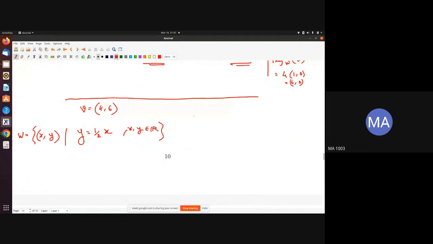So can you give me a basis of W? Orthonormal basis: (1, 1/2). Is that orthonormal? I don't think so. No, so we take 1 by root 5 into (2, 1). Yes, (2, 1) by root 5 is an orthonormal basis. So it will be (2/root 5, 1/root 5). 1 by root 5 is a scalar, and then you have (2, 1).